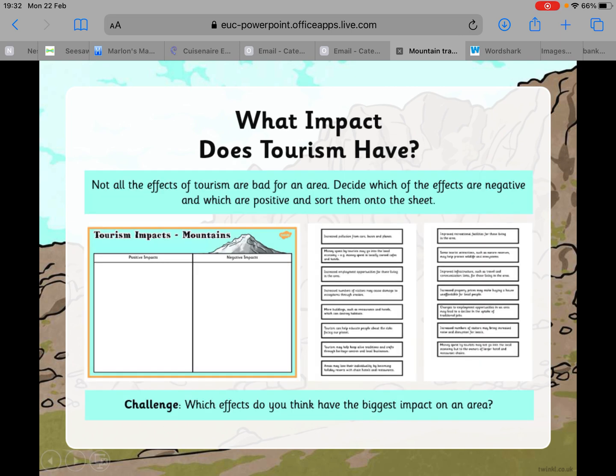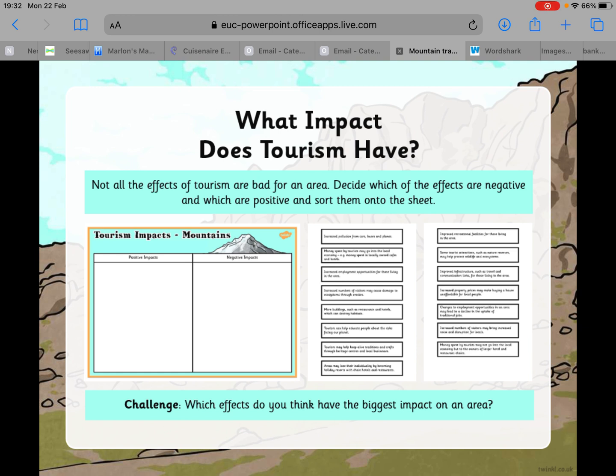Right, this sheet is in your pack that you're going to pick up this week. Don't think you'll have it by this lesson. So you can either wait till you've got your sheet, or you can split your page into 2, because I'd like you to tell me about the positive and negative impacts of tourism.